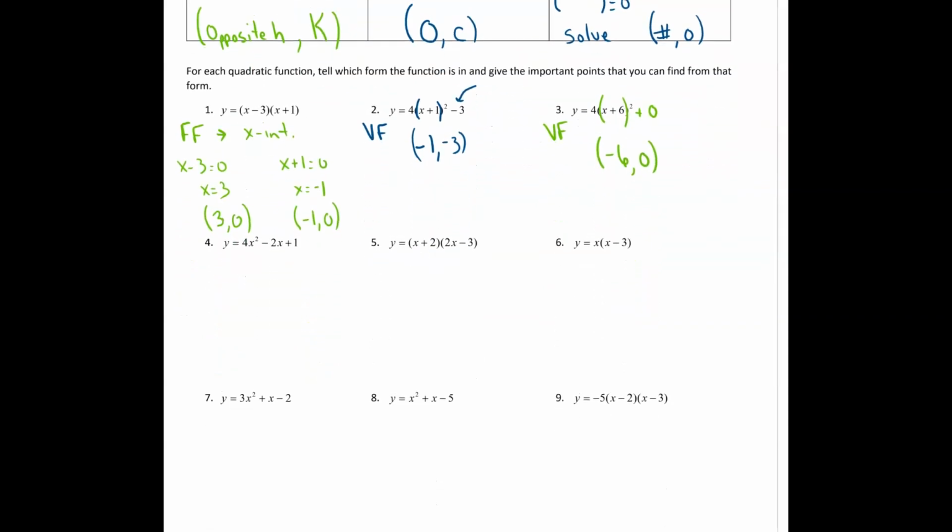All right, a few more. Number 4, I don't see any parentheses, so that is standard form. I should be able to look at this and just see what the y-intercept is. Just by looking at it, all y-intercepts have an x value of 0, and it's just this constant, this one term that does not have the x with it.